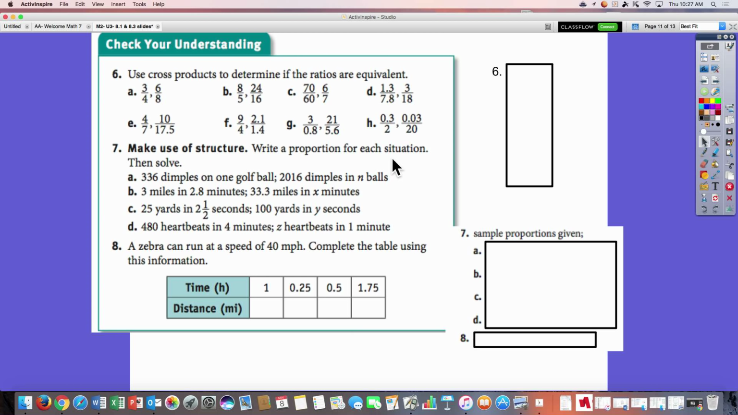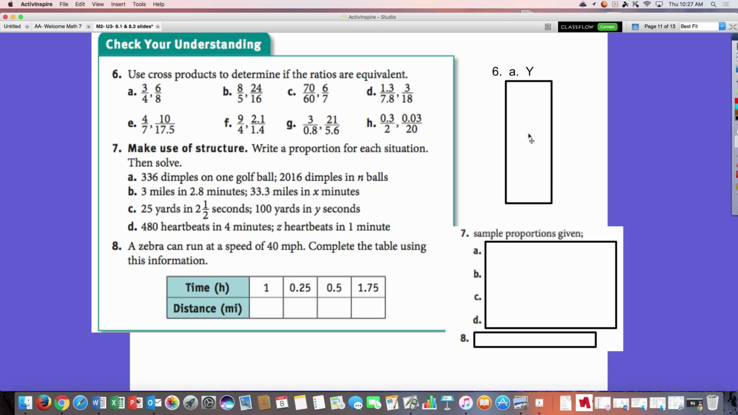All right, we'll do a little check your understanding. Use the cross multipliers to determine if they're equivalent. So I'm going to yell out shoo. You're going to cross multiply these, right? 8 times 3 is 24. 6 times 4 is 24. So letter A would be a giant yes. Finish the rest of 6 and then come back. Shoo! Welcome back. How'd you do?